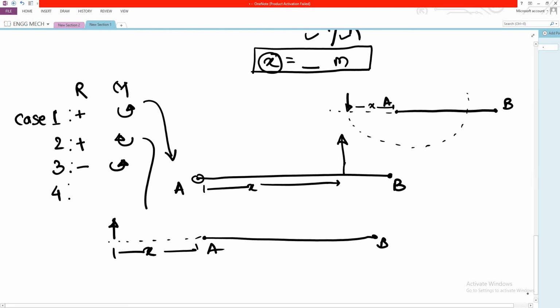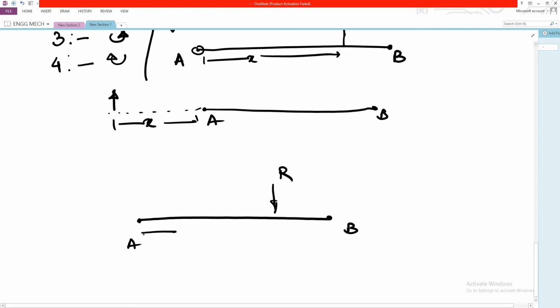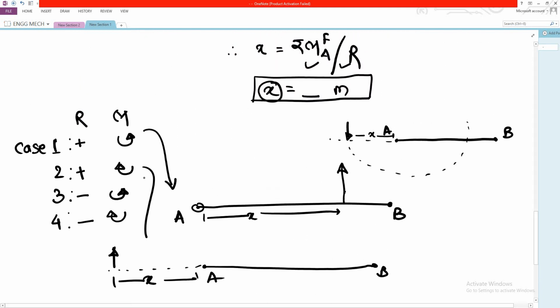And what is the probable fourth case? The probable fourth case is the value of resultant is negative and the moment is clockwise. Then beam AB will be like this. Then we will be showing a downward resultant, and we will be putting it at a distance x. And see here, this resultant is making the system rotate in a clockwise manner, and the direction of resultant is downward. Okay, these are the 4 probable cases we may come across.